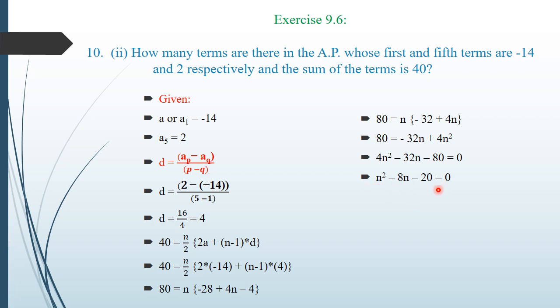Now this is a quadratic equation. We need to solve this quadratic equation in order to get the value of n here. We need to perform the operation in such a way that after multiplying two numbers we should get minus 20 and by adding them we should get minus 8, and we have identified those terms as 10 and 2. If I multiply minus 10 and plus 2 I'll get minus 20, and if I add these two, that is minus 10 plus 2, I'll get minus 8. This way we can split up this term.